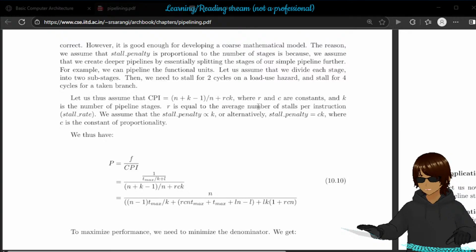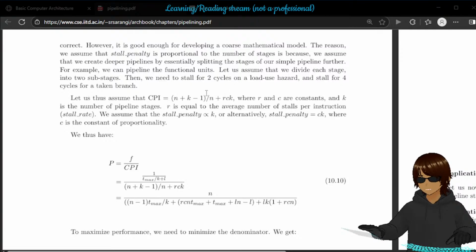That's the stall rate. What is C? C is the stall penalty. K is the number of pipeline stages. We assume that stall penalty is proportional to K, where C is the constant of proportionality. Stall penalty is proportional to K, and so we are writing it as stall penalty equal to CK, where C is the constant of proportionality.